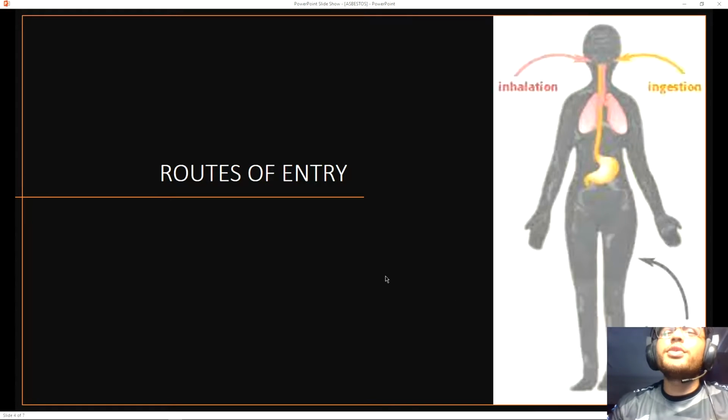Okay, the next one is routes of entry. The primary route of asbestos entry into the body is inhalation of air that contains asbestos fibers. Asbestos can also enter the body via ingestion. With dermal exposure, asbestos fibers may lodge in the skin.